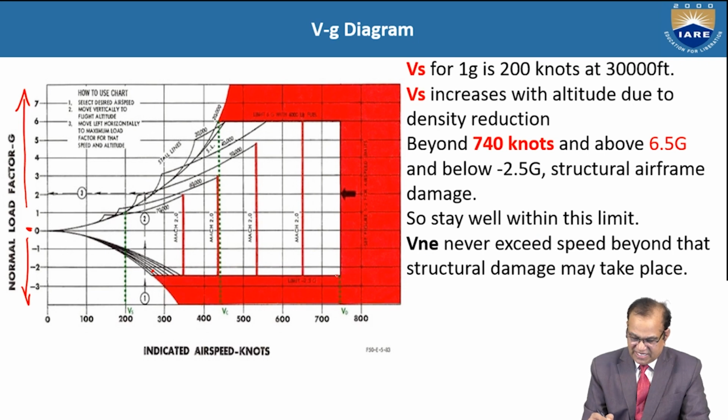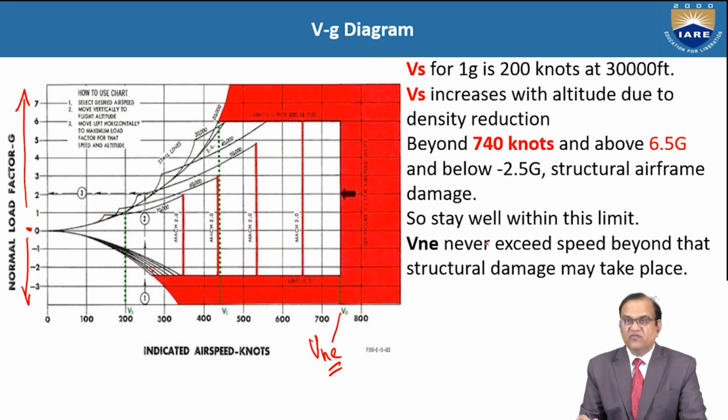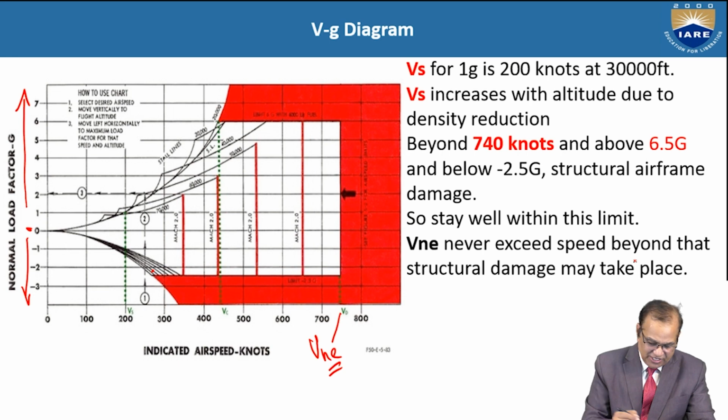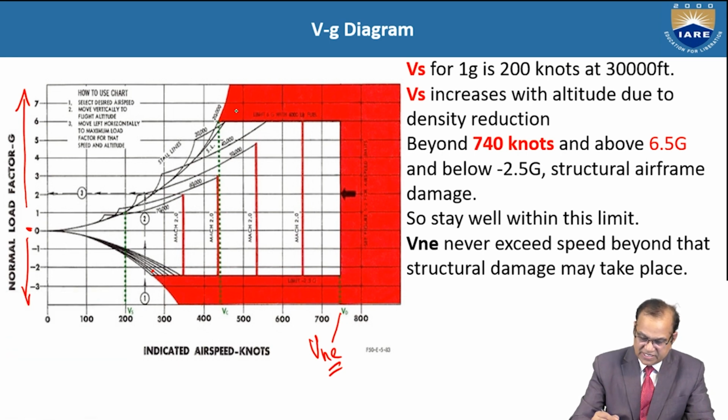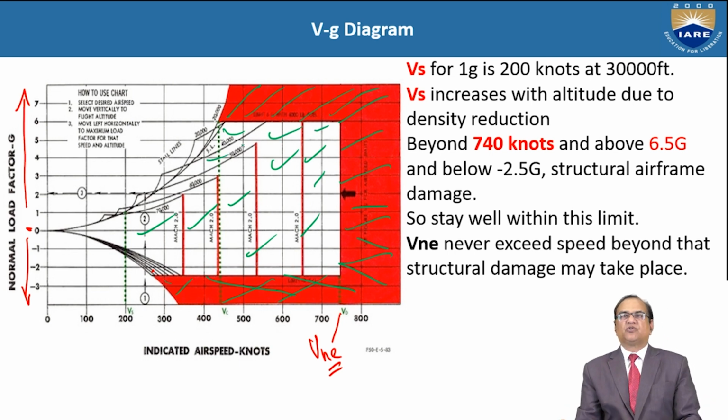Here VNE, this is the VNE. VNE is the never exceed speed. Beyond that, structural damage may take place. So here, this is all your red zone, if you can see. This whole red zone, I am just marking with the green ink. This is not the safe zone for any aircraft. So we should fly in this zone as per given altitude. This is the best zone where our aircraft should fly.